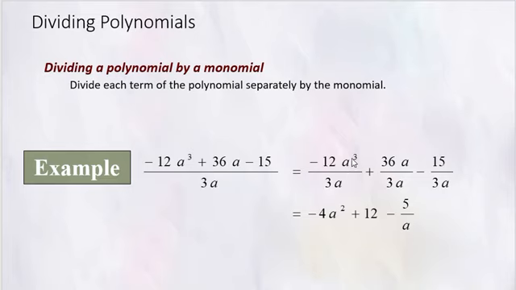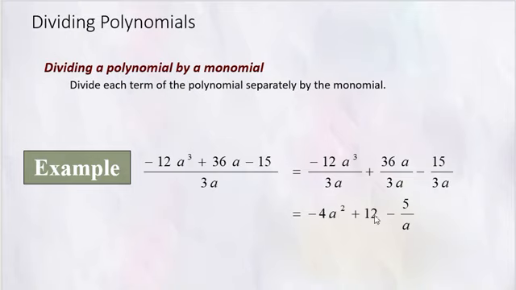Okay, so now we're going to split the thing up into three sections, which is negative 12a cubed divided by 3a squared, this one 36a divided by 3a squared, and this as well. So each of them breaks up into pieces, and now we can divide it one by one.